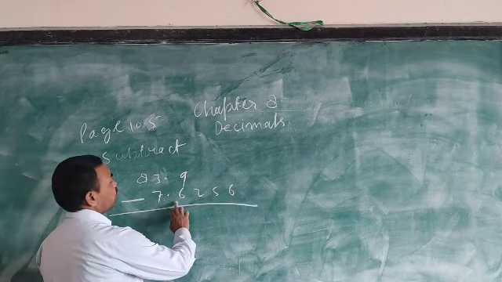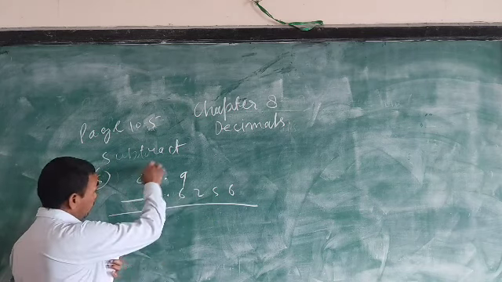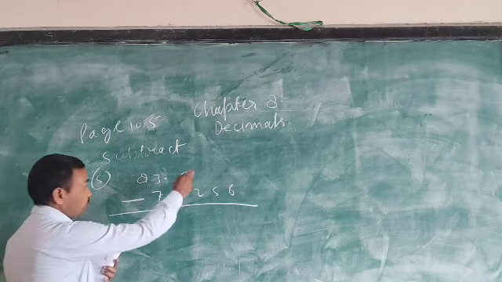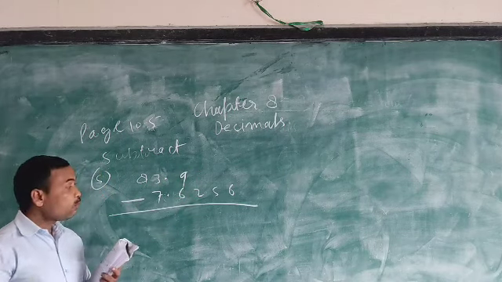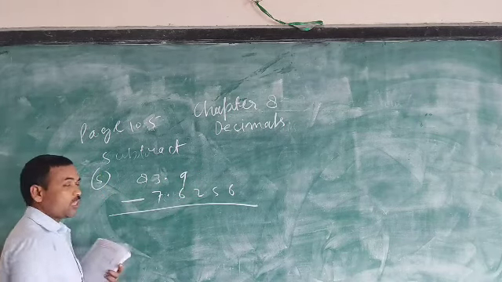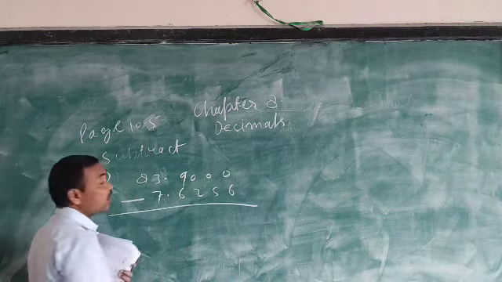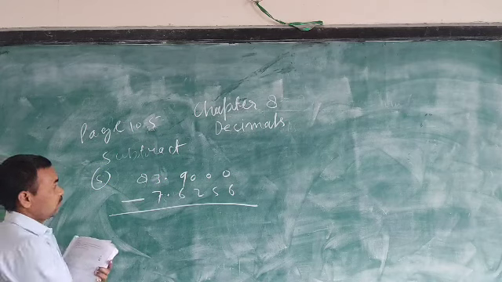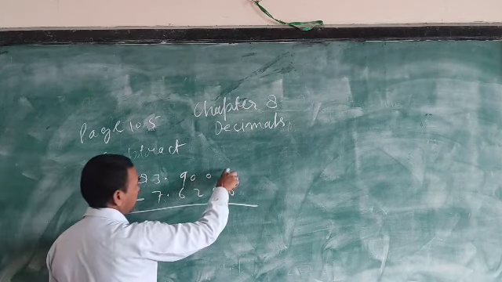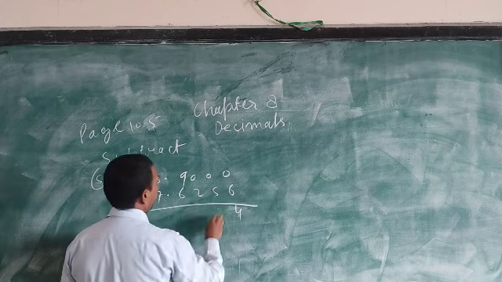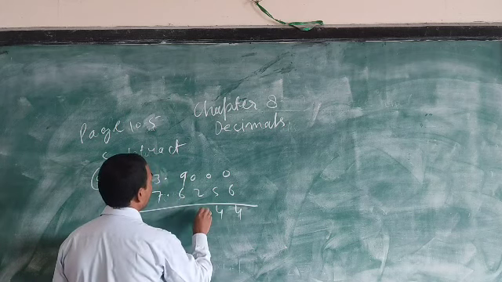Here see, 4 decimal places in the first number and only 1 decimal place in the other. So this number also should have 4 decimal places, but here only 1 decimal place. So you can write 3 zeros at the end, that is after 9. You can subtract 10 minus 6 is 4, and 9 minus 5 is 4. 9 minus 2 is 7.